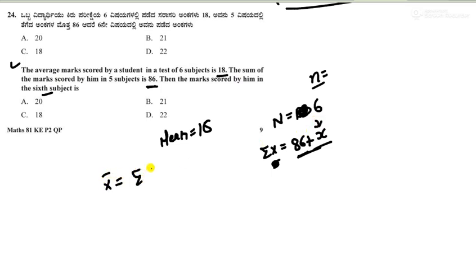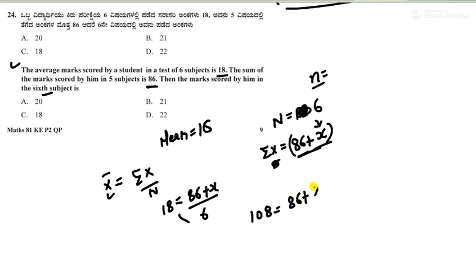What is the mean formula? It is sigma x by n. So mean is 18, which is equal to sigma x, 5 subjects 86 plus unknown sixth subject x, divided by the total number of subjects, 6. When we cross multiply, 18 times 6 becomes 108, which is equal to 86 plus x. So x becomes 108 minus 86, which is 22. So option number D is the correct answer. I hope you have understood this question.